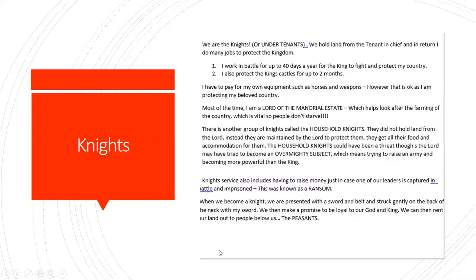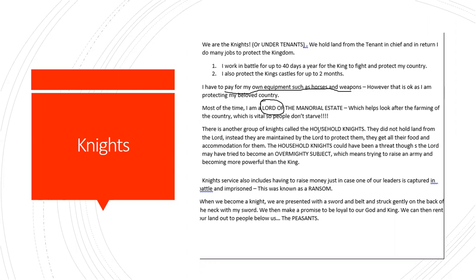Next group, the knights. Under tenants, they hold land, and in return, they battle for 40 days a year and protect the king's castle for 2 months. Okay, that's important. They have to pay for their own equipment, and that was a way for the king to save money. But going back to our lesson on the medieval village, the knights were the people who controlled the villages. They helped make sure that the farming of the country was continuing. Okay, they were the ones that controlled the manorial estates.